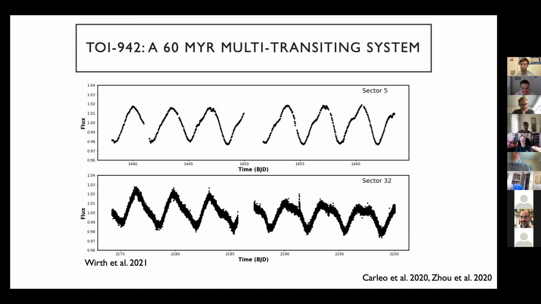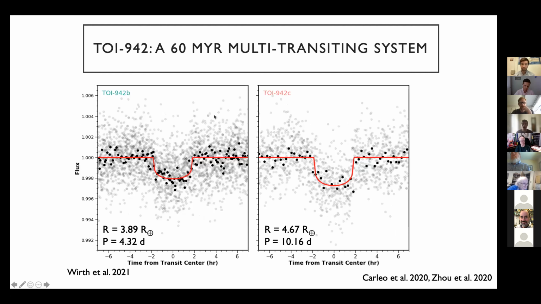And so I believe this could be a really powerful tool to find more and more potential young stars in the future. So around this star, 2 transiting planets were identified, one in pink and one in blue, with the inner planet, TOI 942b, in a 4-day orbit, and the outer planet, TOI 942c, in a 10-day orbit. And both of these planets are roughly Neptune-sized.